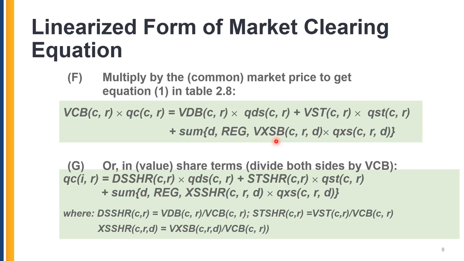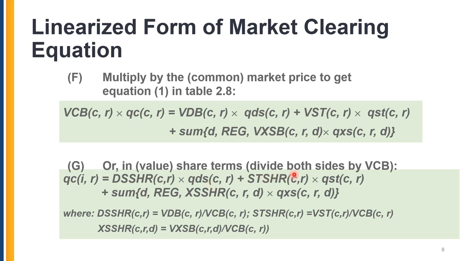Okay, and why would we want to do that? Well, that is a preliminary step to getting to the actual form that is written into the GTAP model. So now you have a value times a quantity, a value times a quantity. This has to hold, right? Because you can multiply an equation by a common factor, and here it's just the common market price. So every one of these is P times QC, and it has the same price in all of these.